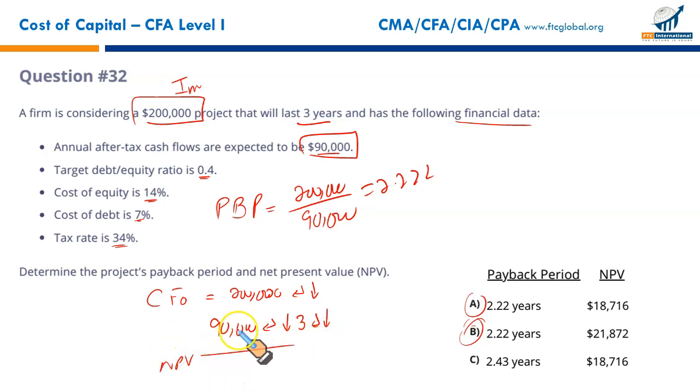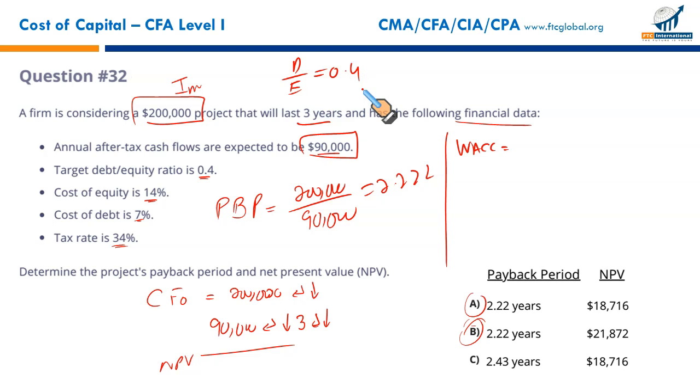System will ask you to enter the discount rate. We don't have the discount rate yet. That's what is needed. We need to calculate the weighted average cost of capital. And for this, we have everything we need. We have debt to equity, we have cost of equity, we have cost of debt, and we can solve it directly here. Okay, weighted average cost of capital is equal to debt to equity is 0.4. What does it mean?